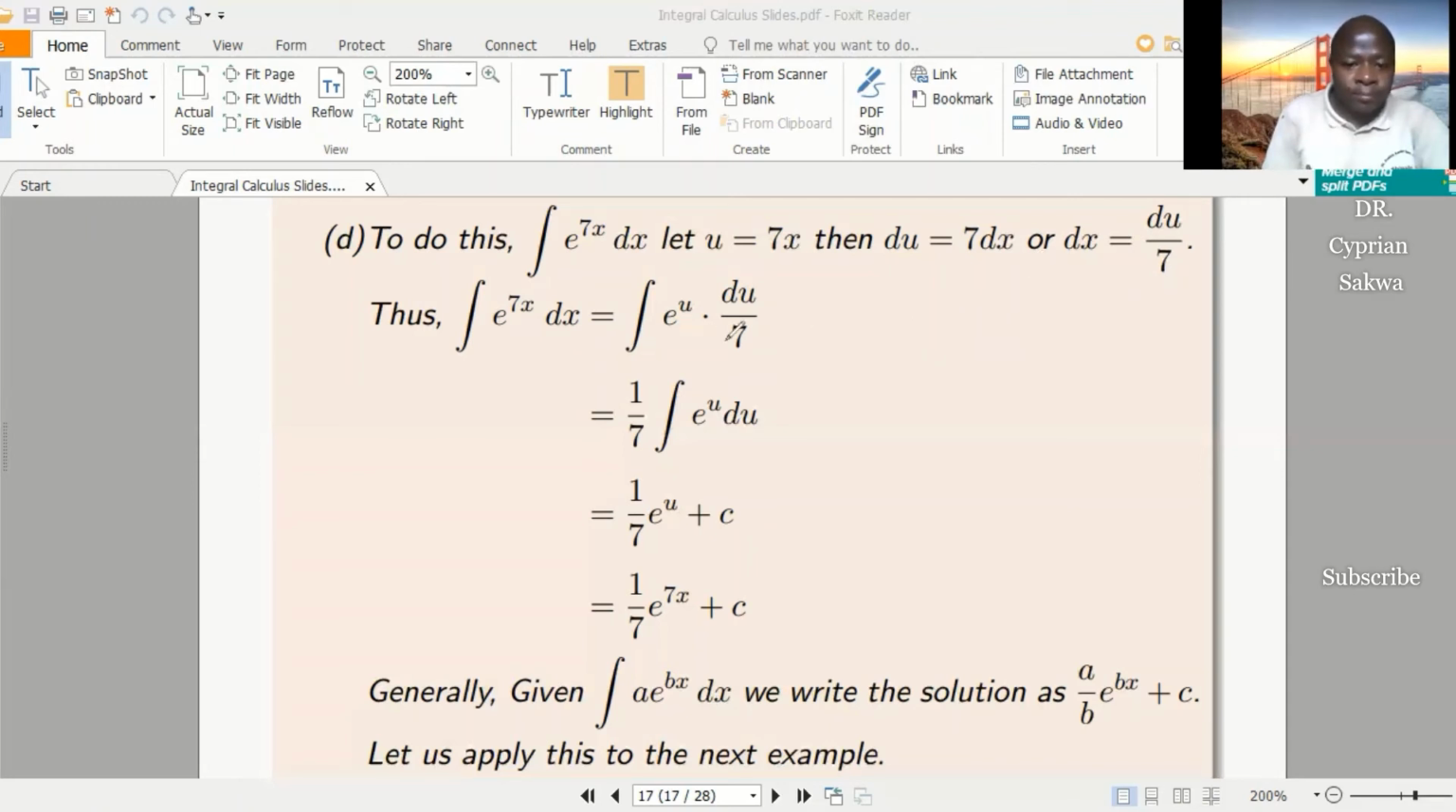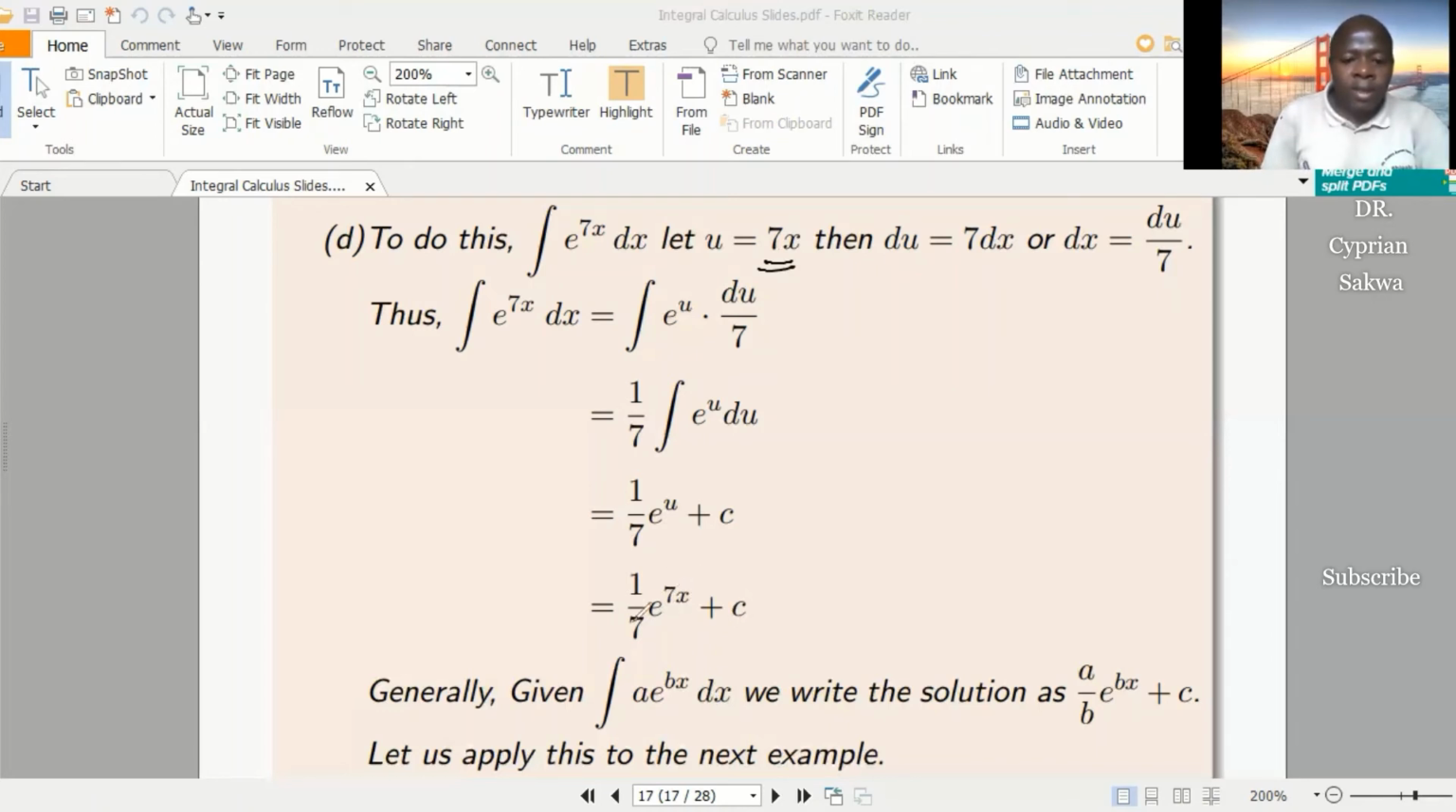So we substitute it. Now at this point, as we've been doing, take the constant after the integral sign. We have 1 out of 7, the integral of e raised to u du. When we integrate this, we already know that the integral will be e raised to u plus c. But what is u? u is 7x. So it's 1 out of 7 e raised to 7x plus c.